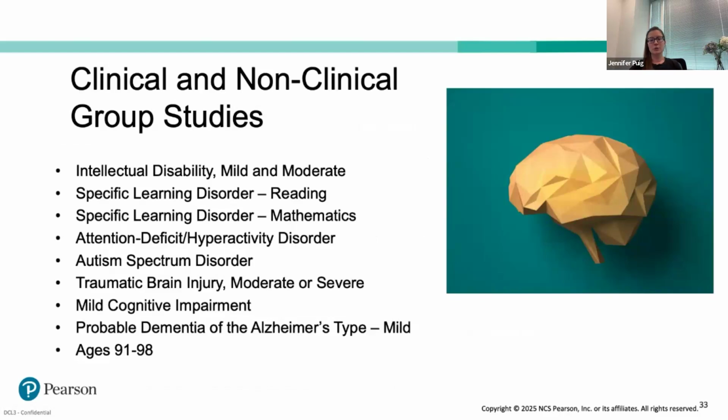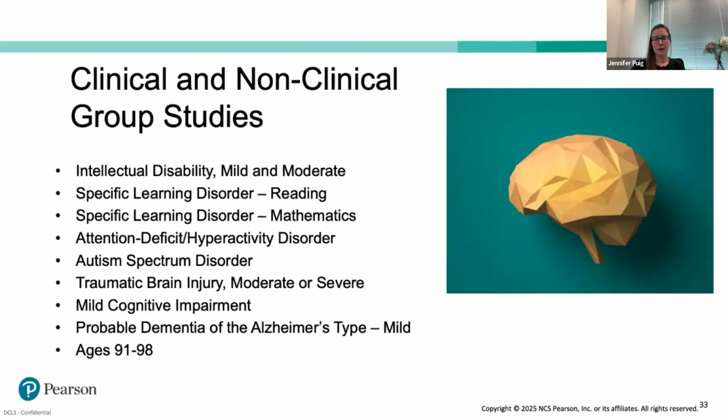So for example, it's used to assess for neurocognitive conditions like intellectual disability, dementia, mild cognitive impairment, or specific learning disorder. The WMS can also be used in other types of evaluations to understand strengths and treatment needs, such as evaluations for ADHD, autism spectrum disorder, and traumatic brain injury.